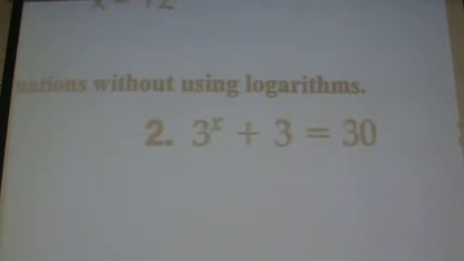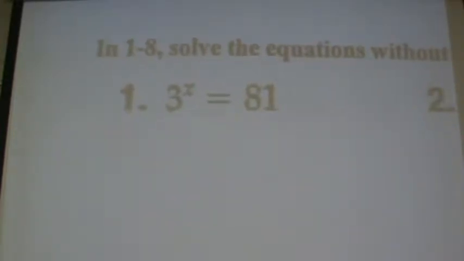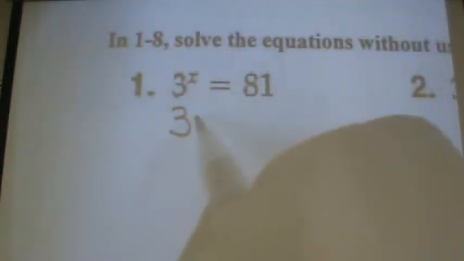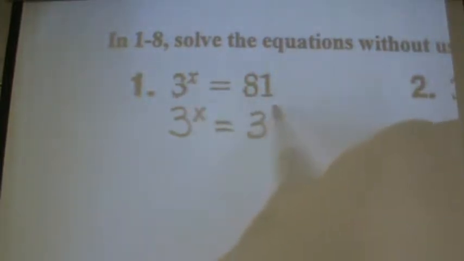The homework section 5.6. So, in questions 1 through 8, these ones you can get both bases the same. So, for number 1, what's the base? 3. How do you rewrite 81 in base 3? 3 to the 4. Okay, so then, see this 1 to 1, you can cross those out. What's your answer? 4. Yep.